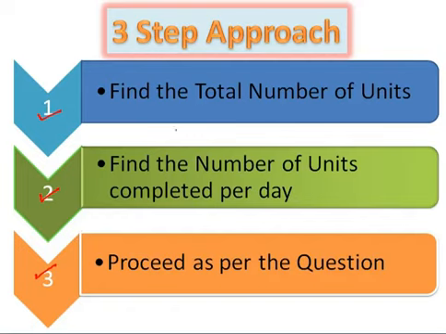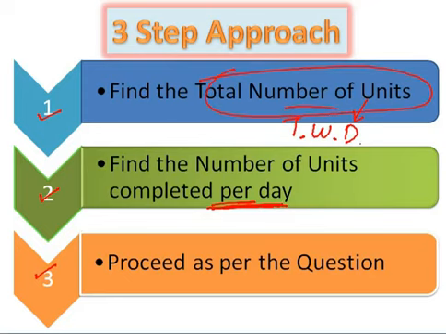In step 1, we are basically calculating the total number of units. What does this total number of units mean? Very simple. We are trying to calculate the total work to be done. In step 2, we are finding the number of units completed in a single day. Now if you can relate step 1 and step 2, just think about it. Total number of units means total work done. So what is going to be the explanation for number of units completed per day? Very simple. It's the work done in a single day.